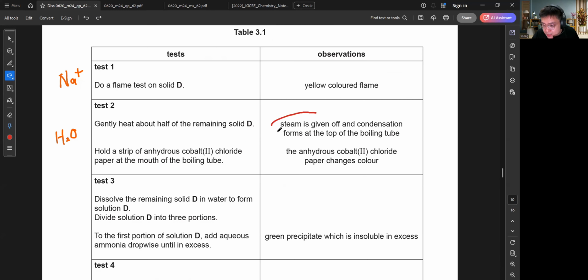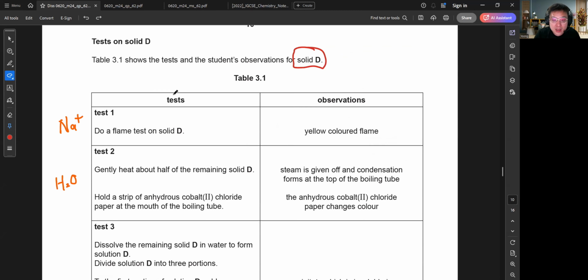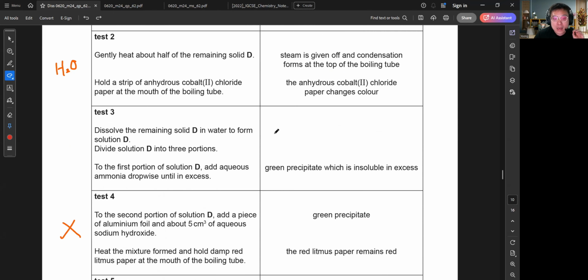All right, and because steam is given off, even if you didn't catch that, you read this, steam is given off, and steam can only be one thing, water vapor in gas form. And condensation forms, it's very obvious really. And then the anhydrous cobalt(II) changes color. Here they didn't even test us what color changes to what color. They just tell us that it changes color. So it's clearly telling us that water is here. So you just write in H2O, just write it beside. That means we know that there's H2O inside this solid D. And then let's move on.